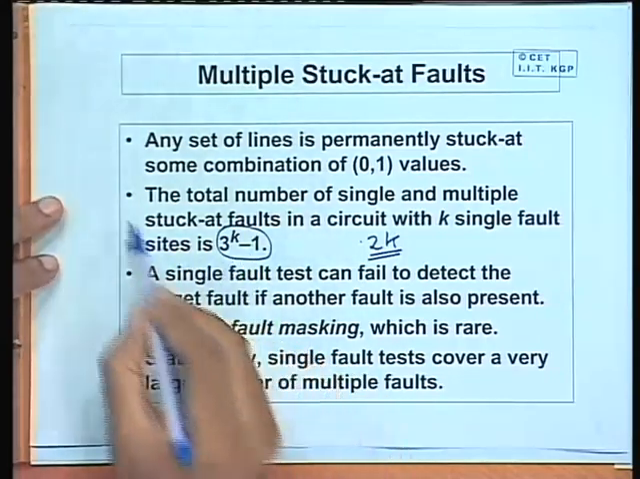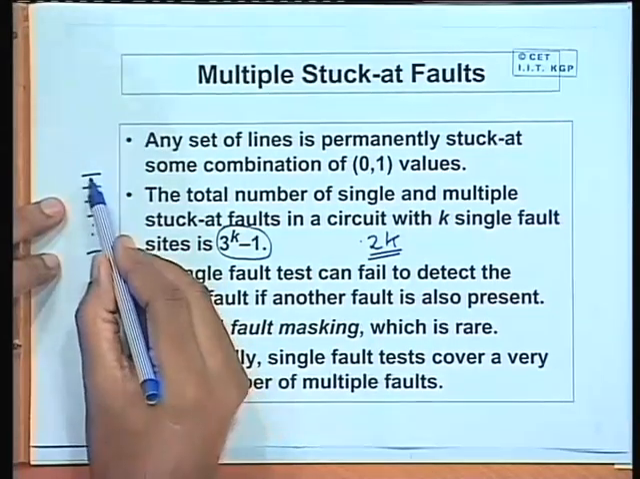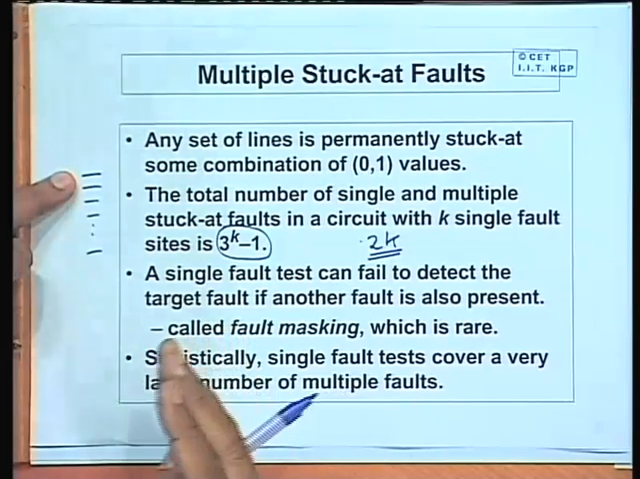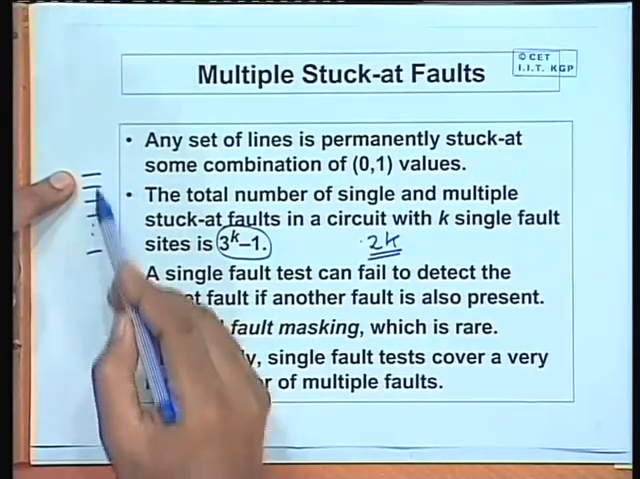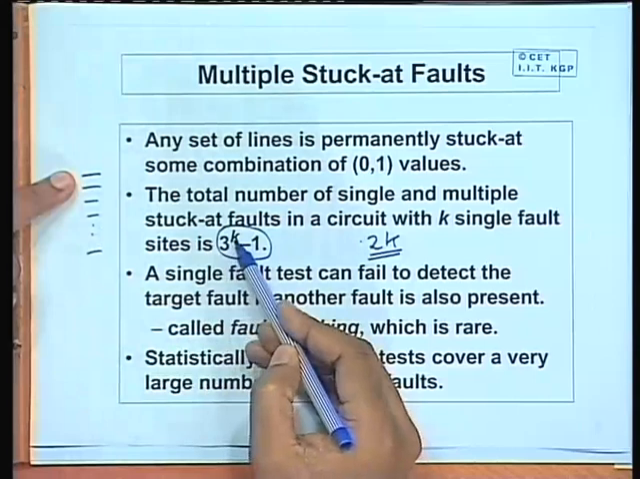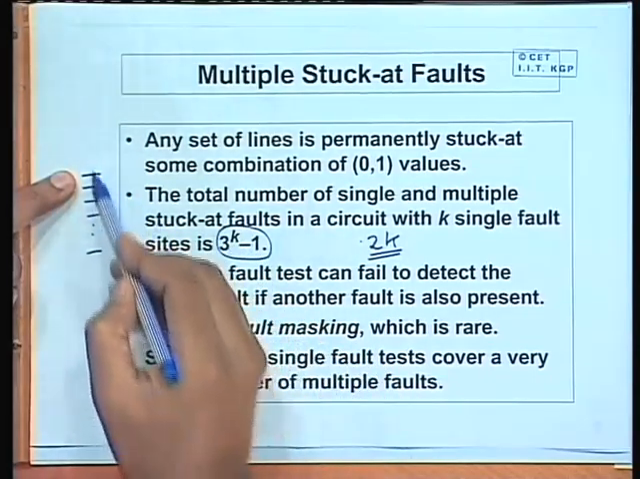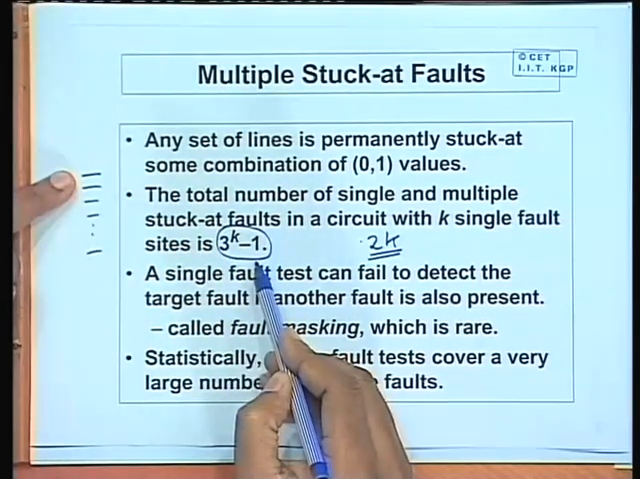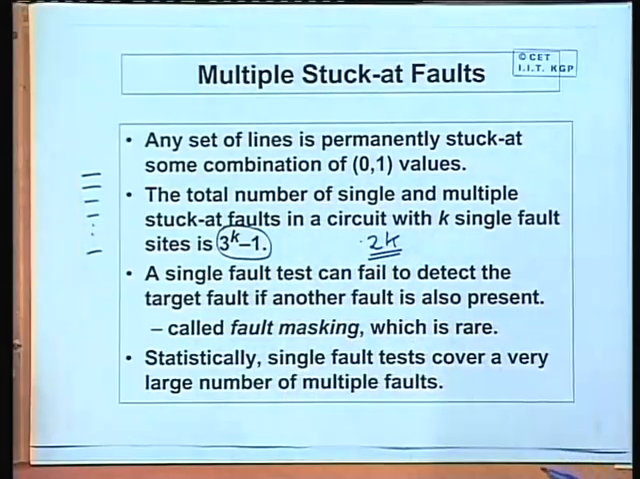You see, in a circuit there are k number of lines. Now, each of these lines can be in one of three states: good, stuck at 0, stuck at 1. So, there are three combinations in each of the lines. So 3 into 3 into 3, it becomes 3 to the power k. And there is one combination where all these lines are good, so you subtract that 1 from this. So, 3 to the power k minus 1 is the total number of multiple stuck at faults which are possible.